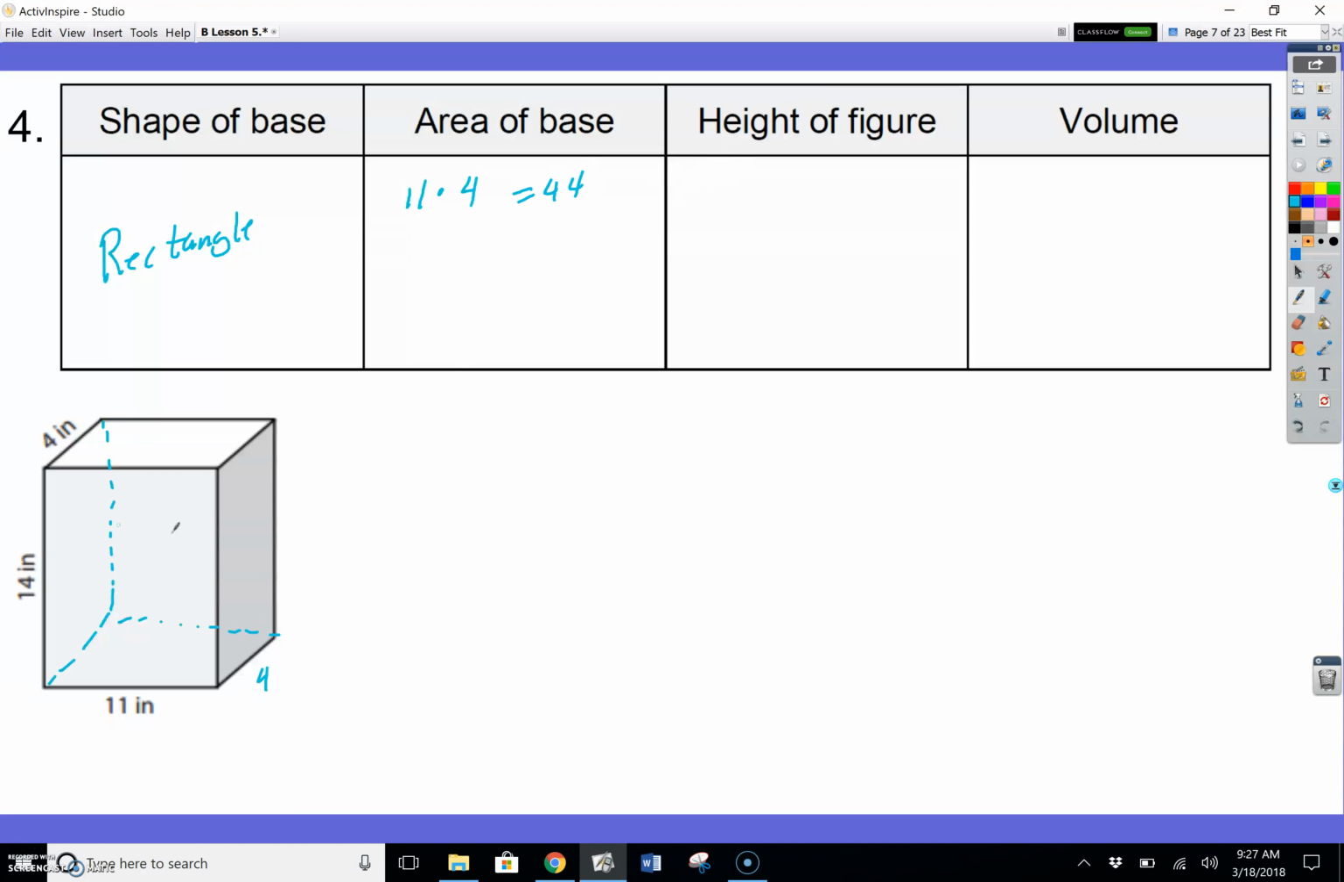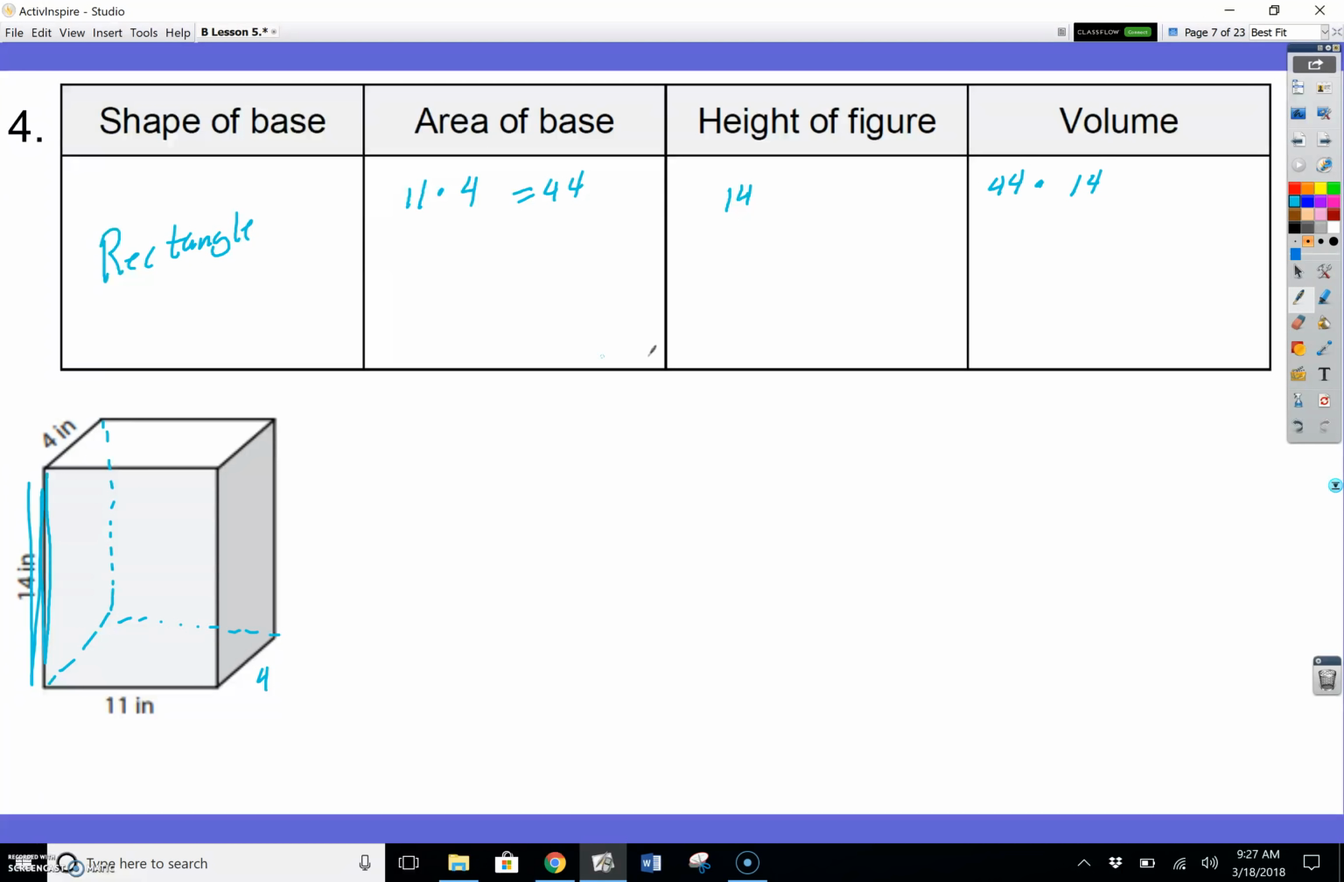Now it asks, what is the height of the figure? This is my height right here. It's how tall is my shape. It's 14 inches. So now, what we need to do is we need to multiply the volume of the base, which was 44, times 14.